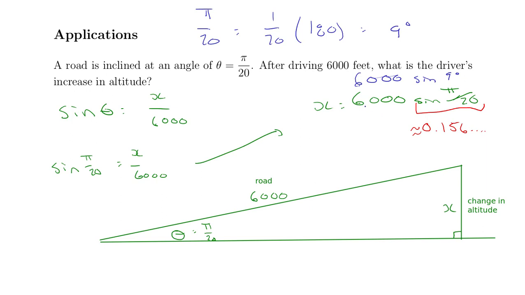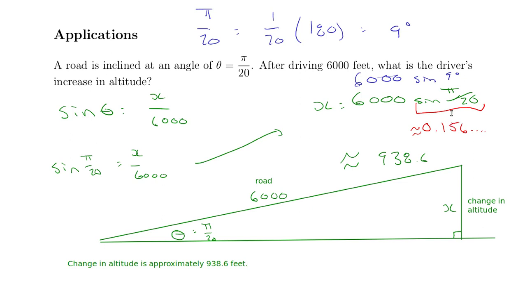Now, that's before I multiplied the 6,000 on there. I don't know what that is if I multiply 6,000. Let me just check real quick. It looks like it's 938.6-ish. So our end answer should be 938.6. Our change in altitude is approximately 938.6 feet.